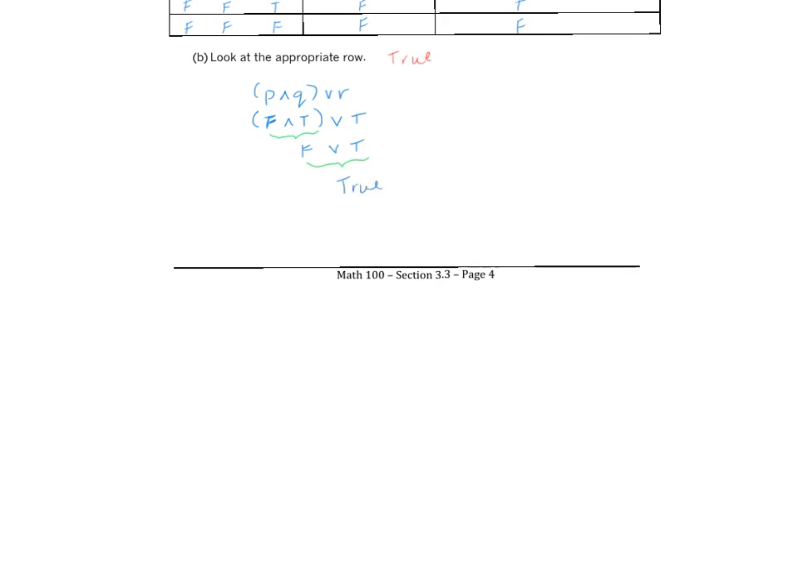And that's it for this section. In the next section, we're going to explore the truth tables for the conditional and the biconditional.